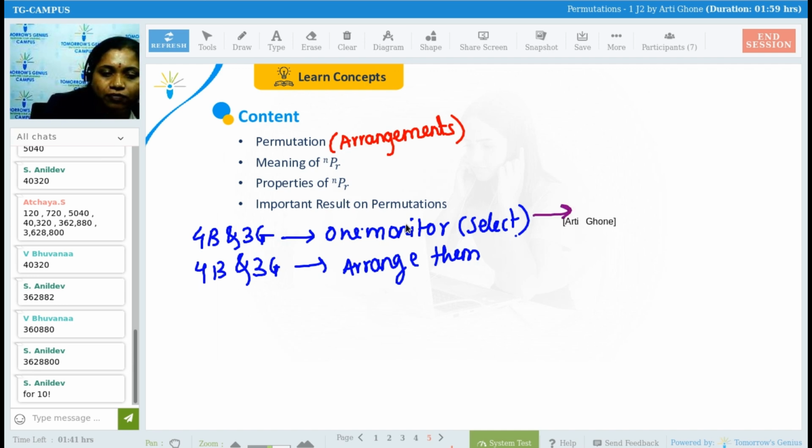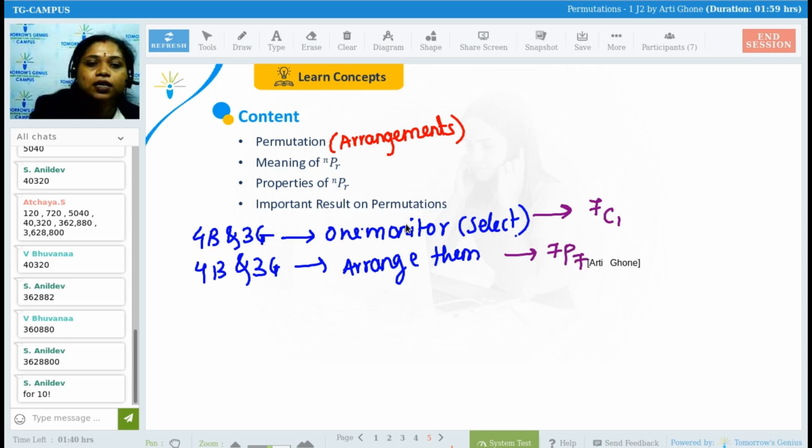Here we have total data of 4 plus 3, so 7. So 7C1. And in the second scenario, I want to arrange all 7 students on 7 different seats. It must require 7 seats, no? 7 students I am arranging, so it will require 7 seats, right? So we have 7P7. This is the difference between permutations and combinations.